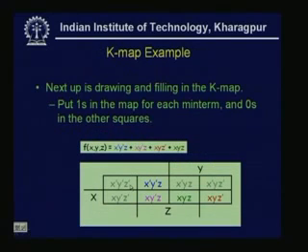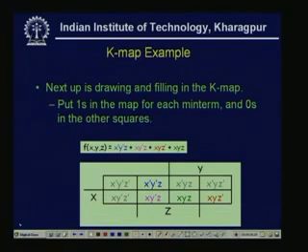Now, the K-map example. Again, we are taking that 3 variable example. Put ones in the map for each min term and zeros in the other squares. That means, if I take one function, say here the function is x'y'z plus xy'z plus xyz' plus xyz. So, I will put 1 where these min terms exist.